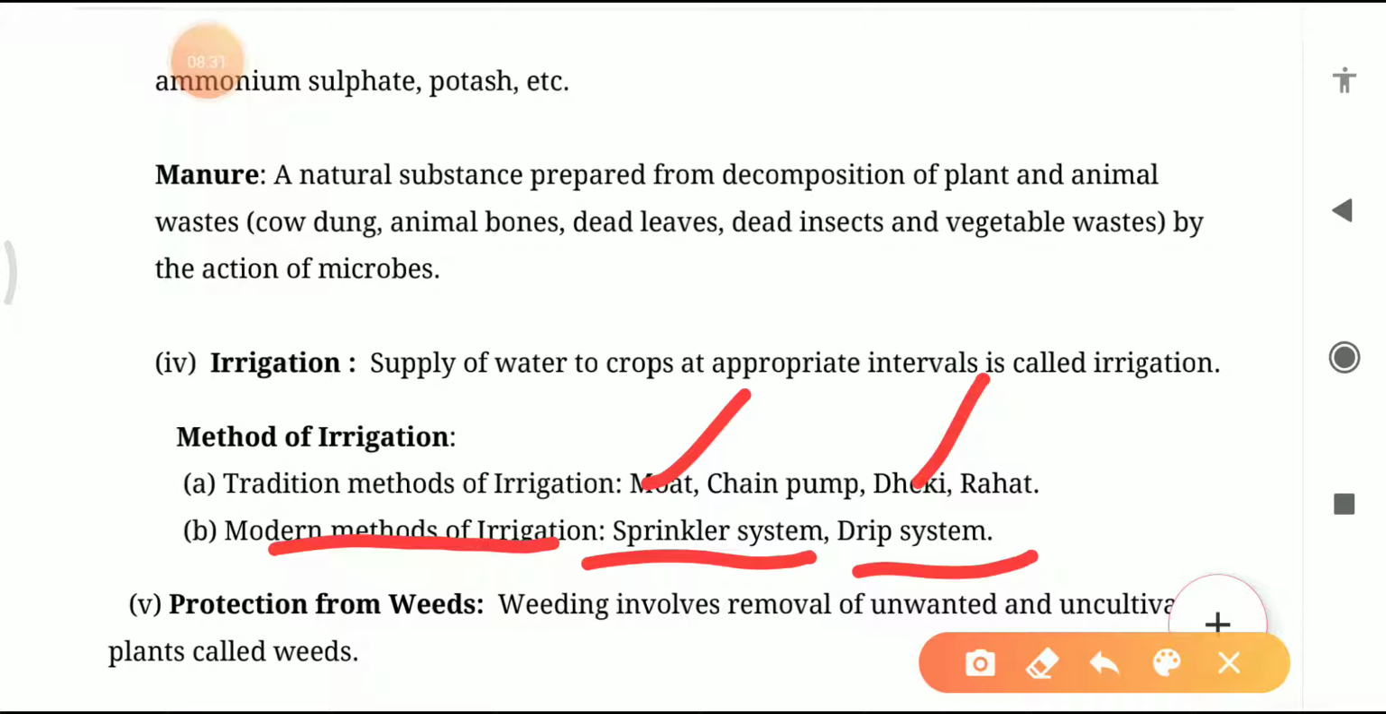And another is the sprinkler system. In this one, water is pumped into the main pipe, and it comes out of the rotating nozzles with pressure in all directions. So in this system, a network of pipes having rotating nozzles on their tops is linked to a main pipe. So in this way also, with the help of the sprinkler system, we can conserve the water.